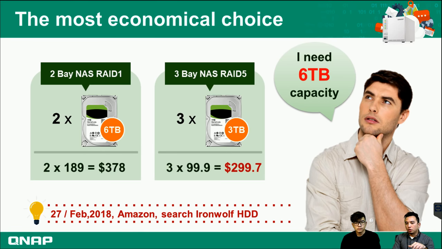If I buy two 6 terabyte HDDs, one HDD is about 189 US dollars. So if you want to use two HDDs to build RAID 1, it takes about $378. So basically the budget will get higher. Yes, that's right. Let's see the right diagram. If you want to use a 3-bay NAS to build RAID 5, you only need to buy three 3 terabyte HDDs, and the price is about $100 each. So the total cost is about $300. Basically, we give you more storage capacity but with a lower total cost. So two hard disks, the cost is not necessarily lower than three. Yes, that's right.